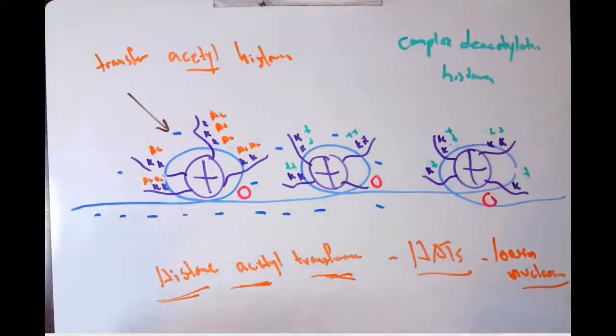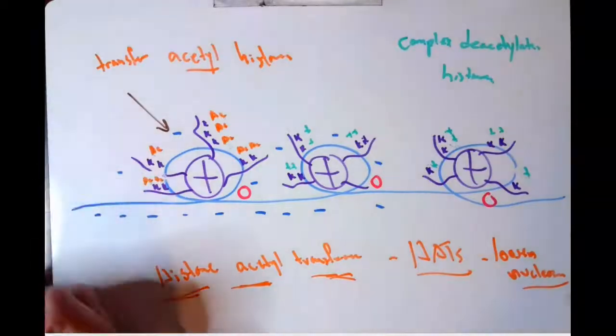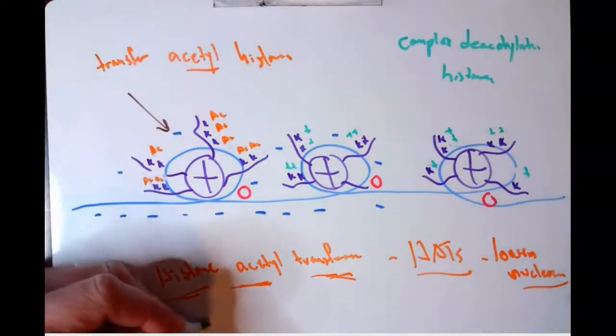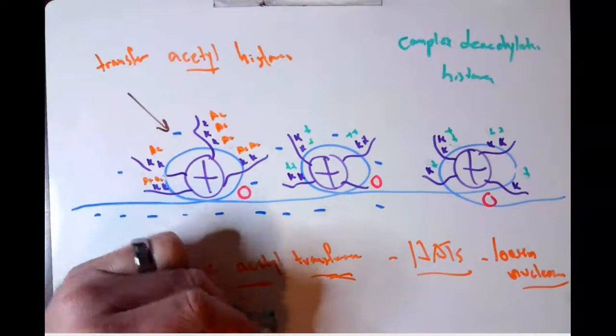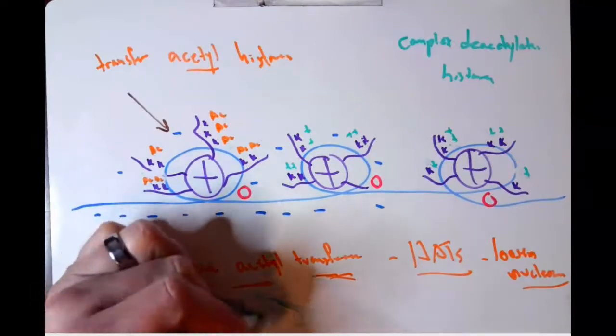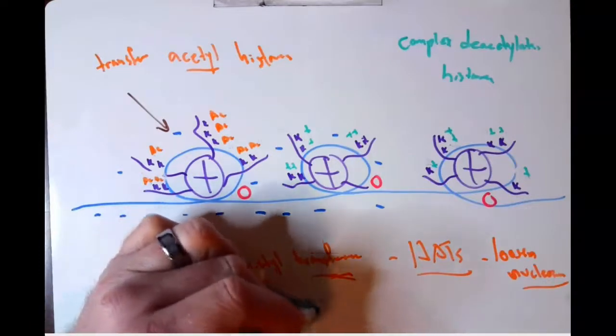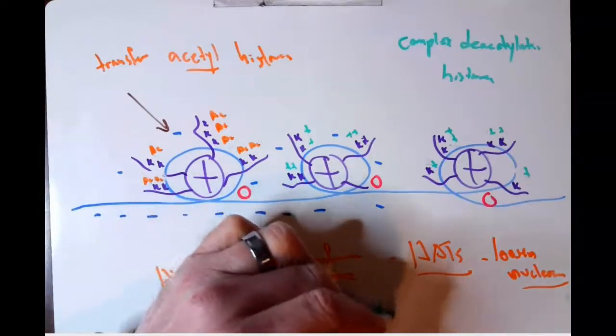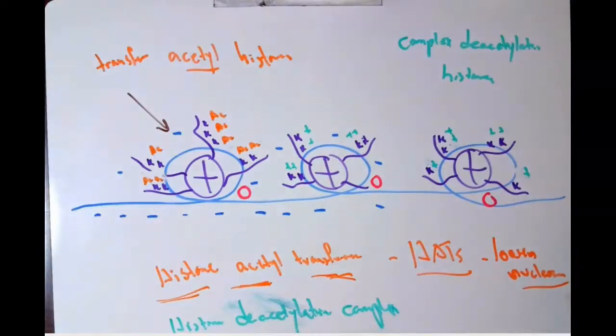So what might be a good name for a complex that deacetylates histones? Scratching my head again. Again, I'm really just not a creative person, so I guess I'll call that a histone deacetylation complex. That's a complex that deacetylates histones. That's what we want to do. And we'll abbreviate that HDACs. And that's what HDACs are.